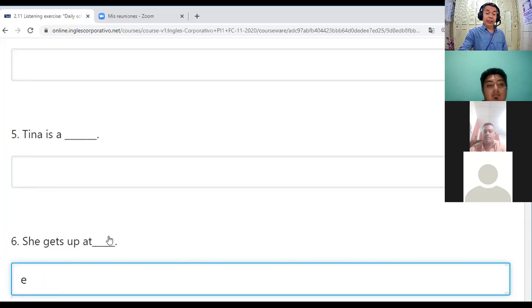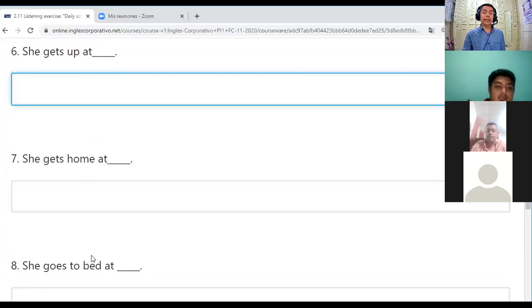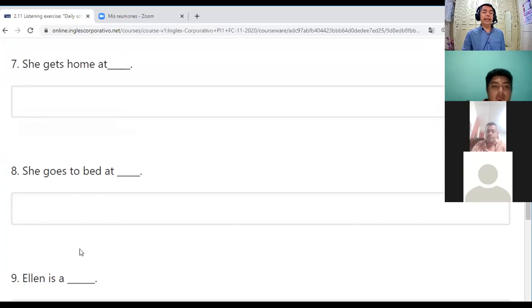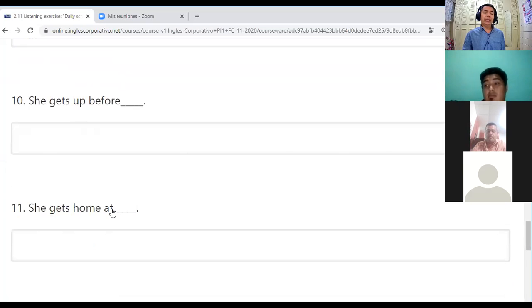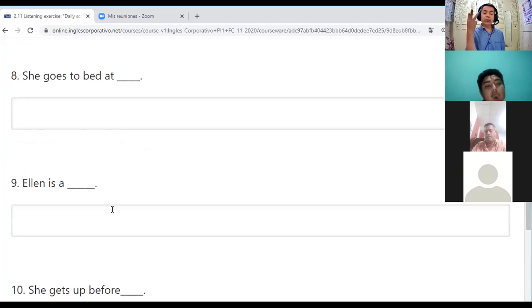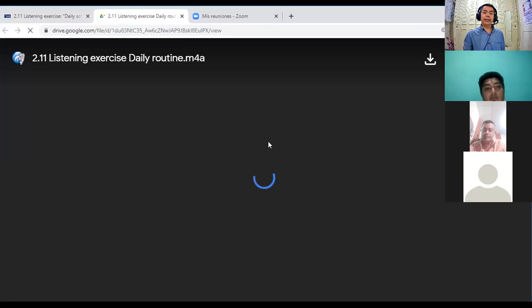Now, good. Now, the same situation with Tina, right? Again, occupation, what time she gets up, a qué hora se levanta, what time she gets home, a qué hora regresa a casa, and what time she goes to bed. And with Helen, the same. Occupation of Helen, what time she gets up, what time she gets home, and what time she goes to bed, right? For the three people: occupation, get up, go home, and go to bed. Now listen to the audio, please, and I will help you. Pay attention, please.